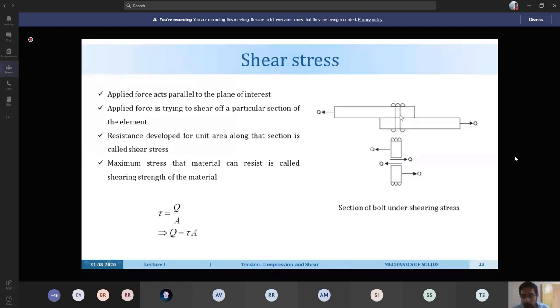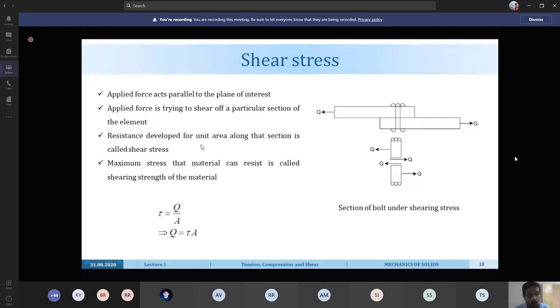So what happens to the screw? What will be the stress distribution developed inside the screw? Suppose you take a cross section of the screw at this point, and draw the free body diagram of the screw. Then you can see that this load Q is acting parallel to the cross section, in opposite direction in both free body diagrams. So when the applied force acts tangential to the cross section, the resistance developed is called the shear force.